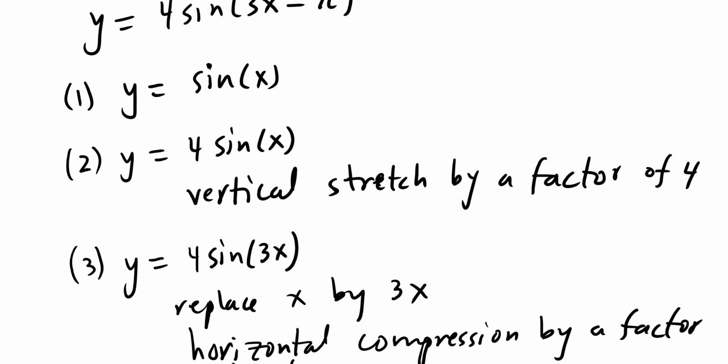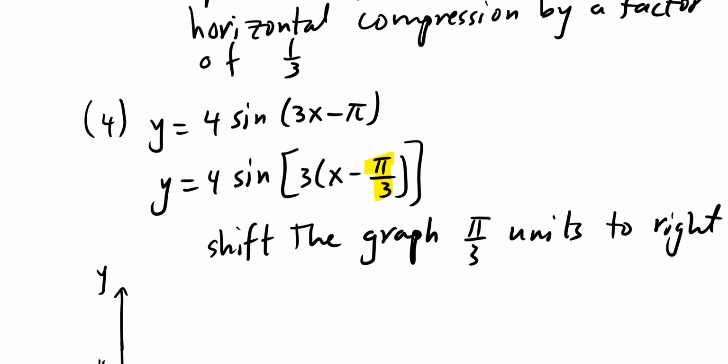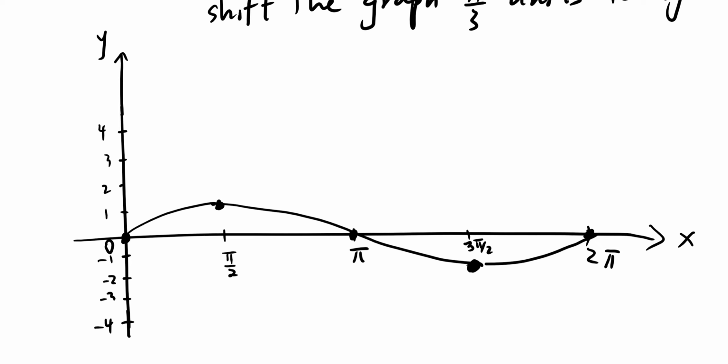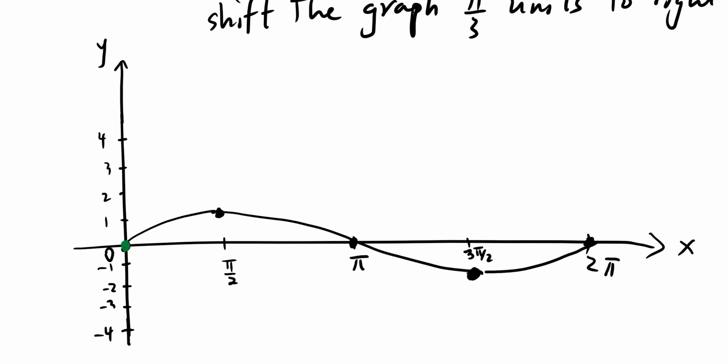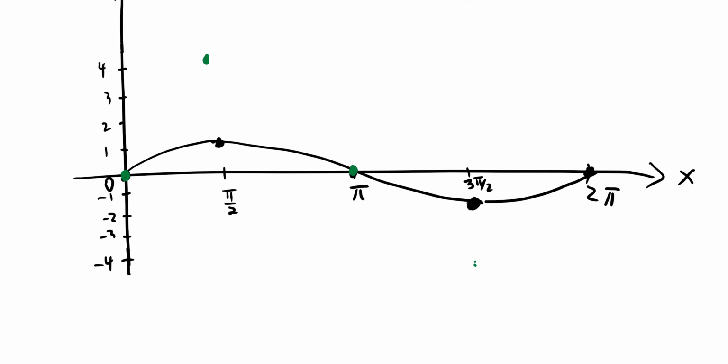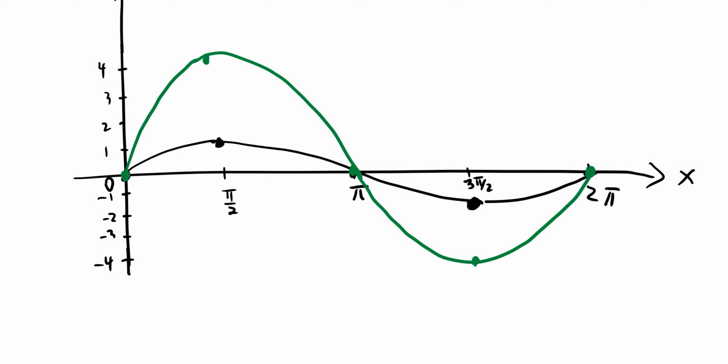Next one, vertical stretch by a factor of 4. So make the amplitude 4. How do I make the amplitude 4? This stays 0, 0 as is. This will go up to 4. This stays as is. This will go down to -4, so around here. And this stays the same. So now the next step is to sketch this down and up.